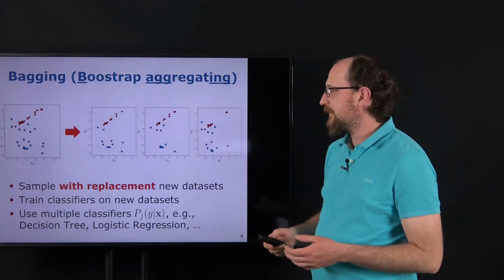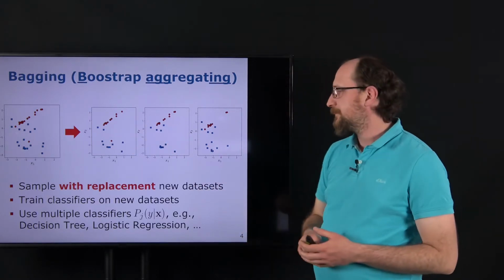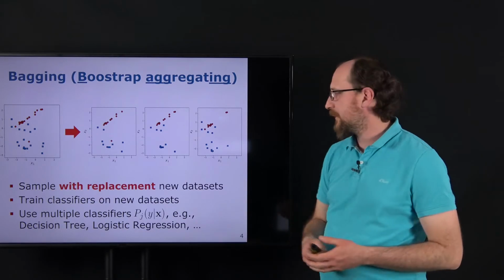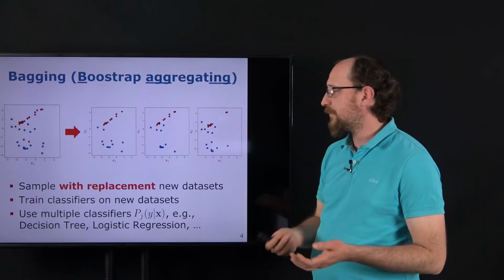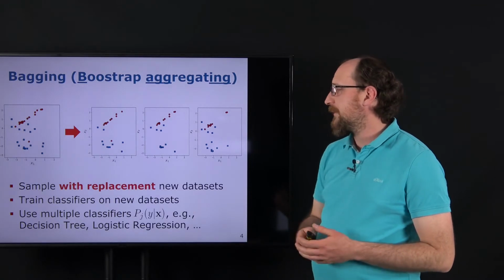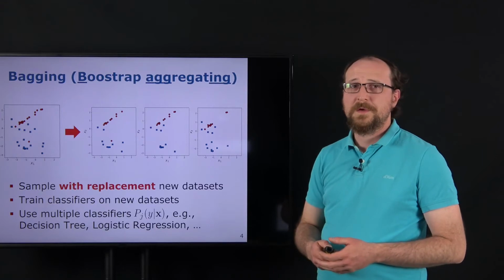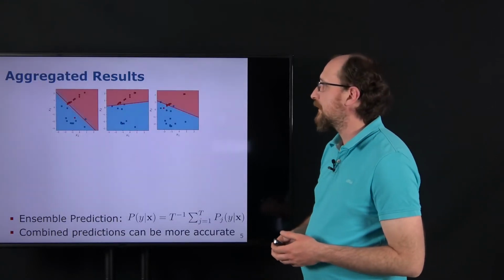And the idea is now to train classifiers on these different data sets. We can use whatever we want. We can use decision trees, but also logistic regression in this case, and then combine this into a stronger model. So when we do this, for instance, with logistic regression, we get something like this.